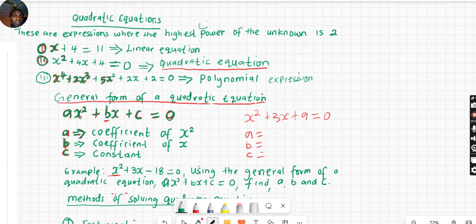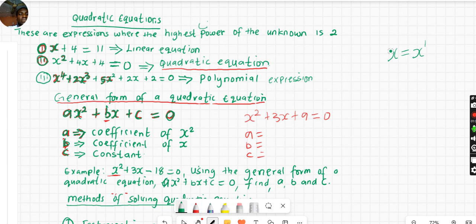So let's look at some of the expressions here. The first expression here is x plus 4 equal to 11. If you look at this x here, the power of x is 1. I want you to remember that anytime an alphabet is just on its own with no power, there's an invisible power of 1. So x alone is the same thing as x raised to the power of 1. So that's how these things work. You see an alphabet just standing alone, just know that the power of that variable is 1.